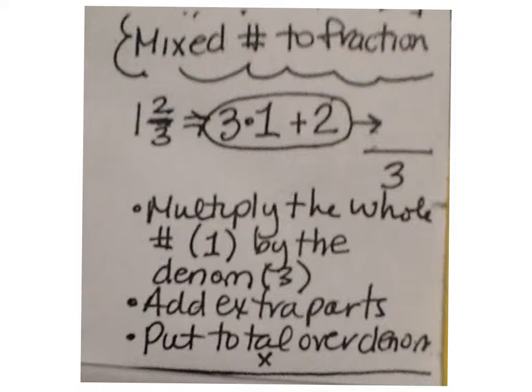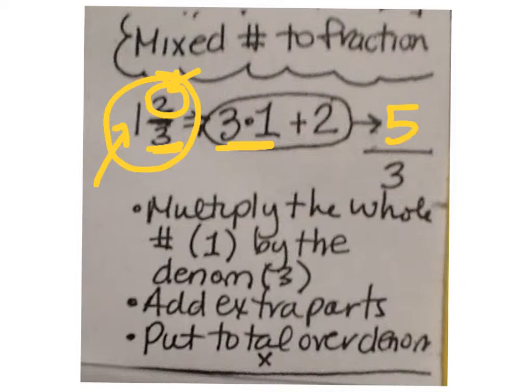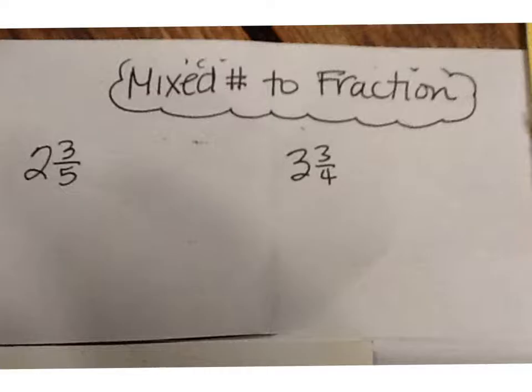Here we have a mixed number right there. Here's our whole number. This is the number of parts we have, and here's our denominator. To find the fraction from a mixed number, you multiply the whole number times the denominator, 3 times 1, and then you're going to add the extras. And so we'd have 3 plus 2 is 5/3. Go ahead and do the examples on your own. The next, flip it open to there and go ahead and do those.